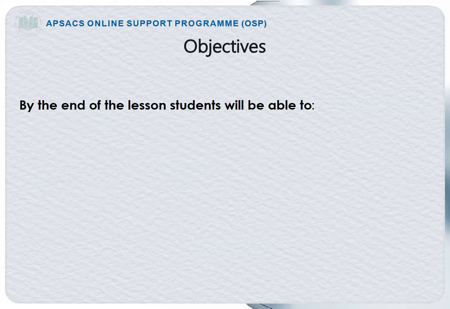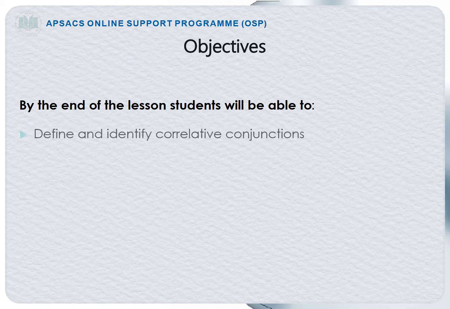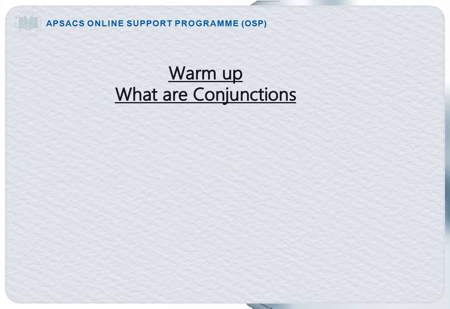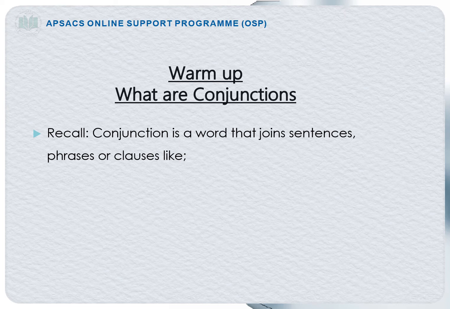Objectives. By the end of this lesson, students will be able to define and identify correlative conjunctions and use correlative conjunctions in sentences. Warm-up. What are conjunctions? Let's recall. A conjunction is a word that joins sentences, phrases, or clauses, like but, and, yet, or because. Just as we need glue to join two things together, in language we need words like but, and, yet, or because to join words and phrases together. We call these words conjunctions.